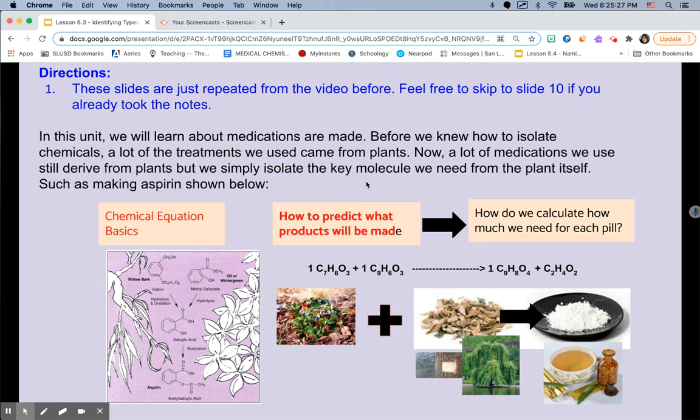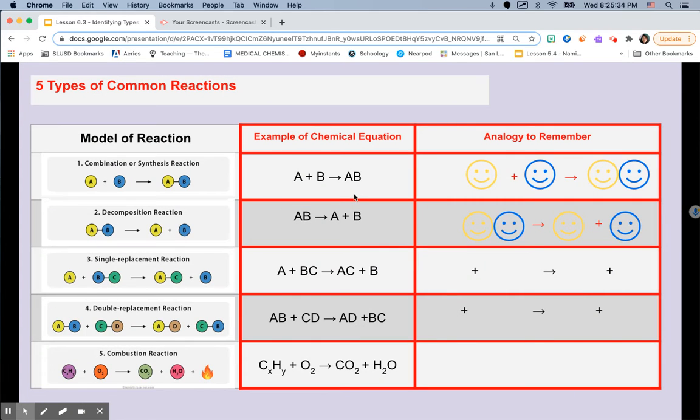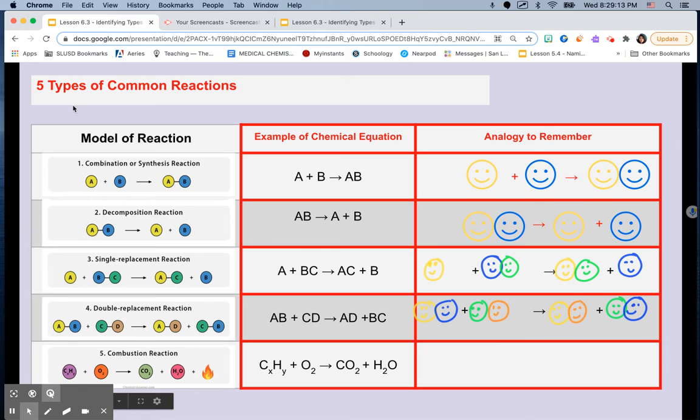And in order to do that, we first need to be able to identify what type of chemical reaction something is. So for the 5 types of common reactions, right, I would definitely know the name and the general structure or order of each one of them. So let's start with the first one. So this one is called either a combination or a synthesis reaction. So it kind of has two common names.